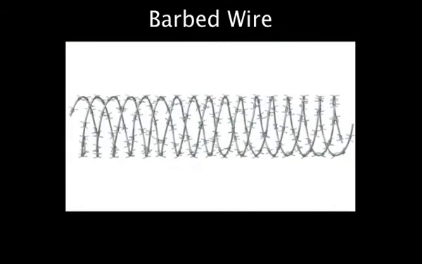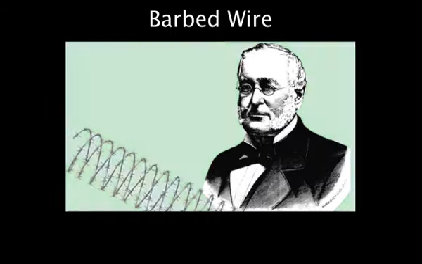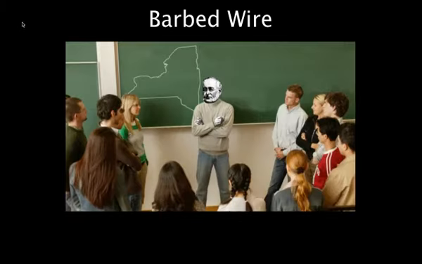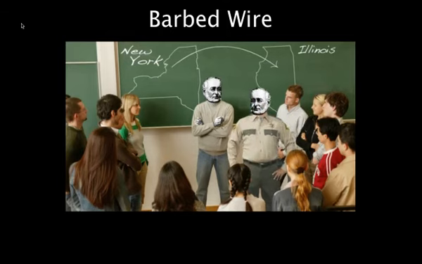Behold, barbed wire. But where did it come from? Meet Joseph Glidden, born in New York in 1813. Joseph was originally a school teacher in New York, but by the time he was in his late 30s, he'd already moved to Illinois and taken a job as the sheriff of DeKalb County.